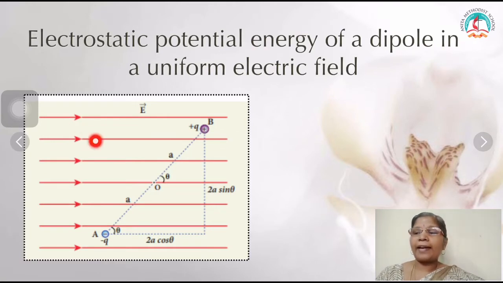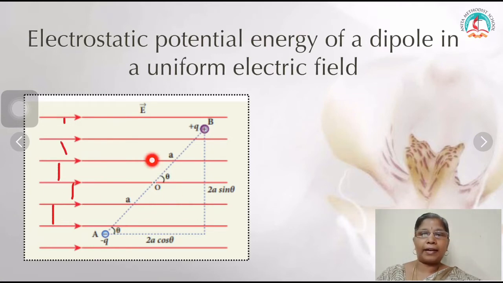So, these parallel lines represent the uniform electric field. Already I told you the distance between the lines is equal. So, that is parallel. Uniform field, the electric lines of force are represented by parallel lines. Inside the uniform field, place a dipole. What is a dipole? Two equal and opposite charges. You see, one is a minus q, another one is a plus q, placed inside the uniform electric field.